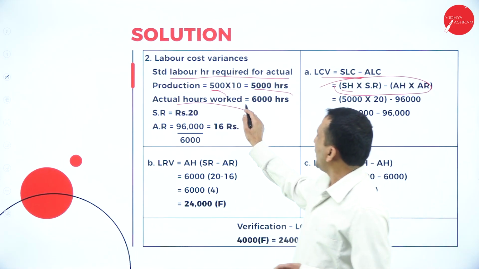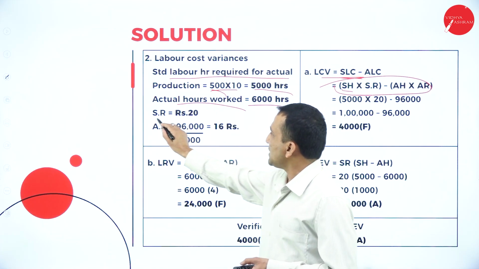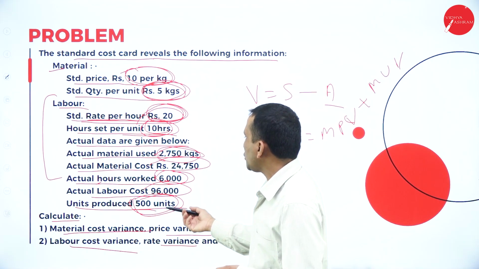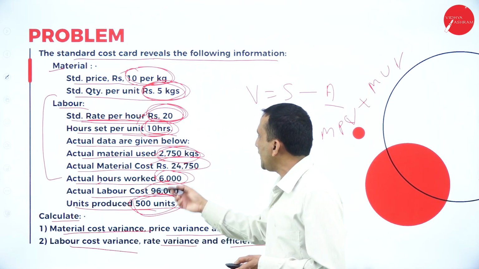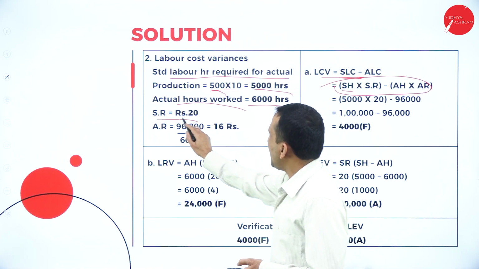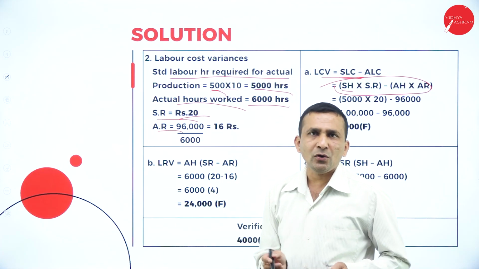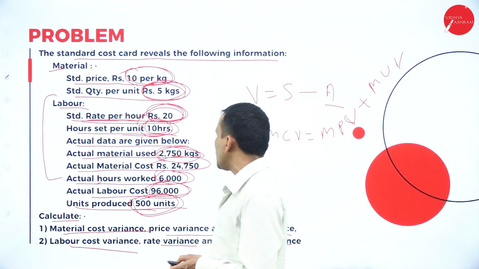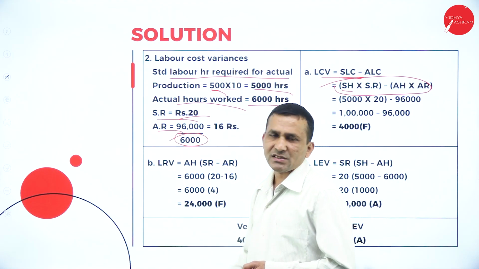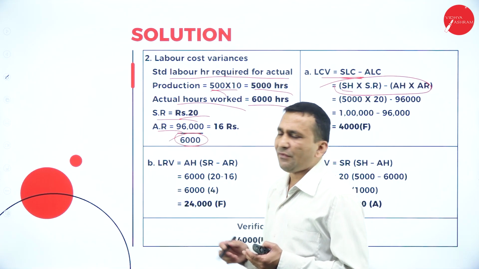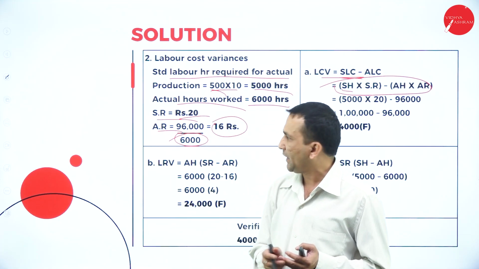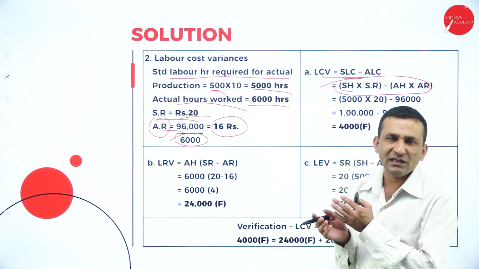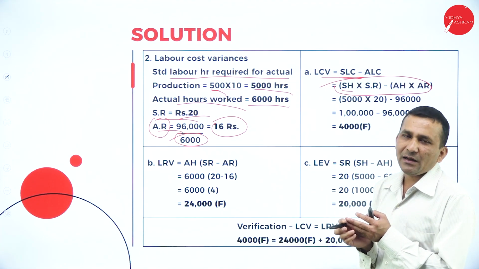So the information we got. Next, the standard rate is also given; we need to refer to the standard rate, 20. Now the actual rate we can easily identify. The standard rate is given. Actual rate, how to find out? Because the labor cost value is given here, 96,000. The actual hours worked are 6,000. So 96,000 divided by 6,000, 16 rupees we are getting. That is the actual rate. So once we have all the information, now easily we can simplify this formula. So apply the formula. Standard labor cost, how are we getting?